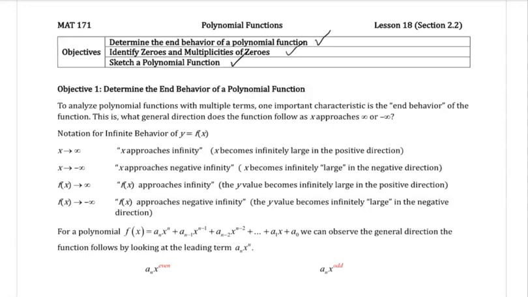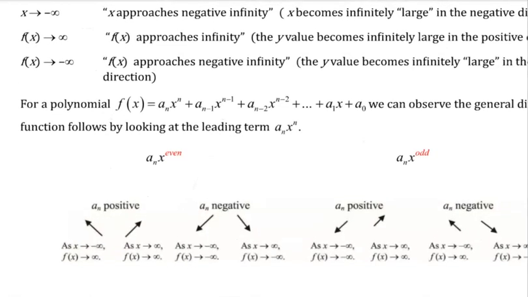First, let's talk about what a polynomial function is. The general form of a polynomial function is going to look like this. Now, this looks very complicated, but it's really not that bad. Let's look at some concrete examples of what a polynomial looks like.